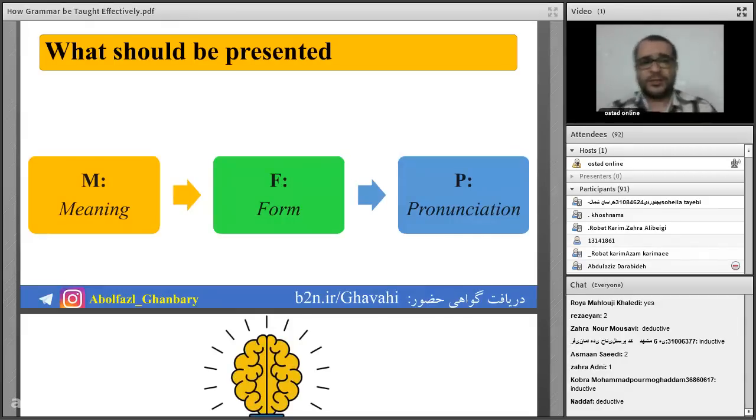The next issue is about presenting grammar. When we say that I'm teaching grammar, it means that I'm teaching meaning, form, and pronunciation. These are different aspects of grammar knowledge.